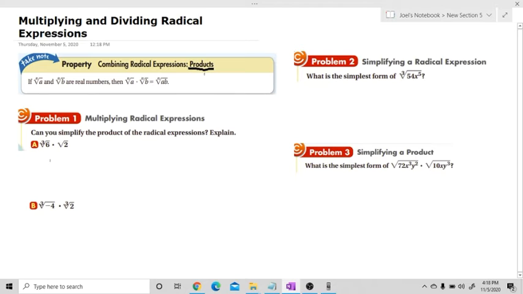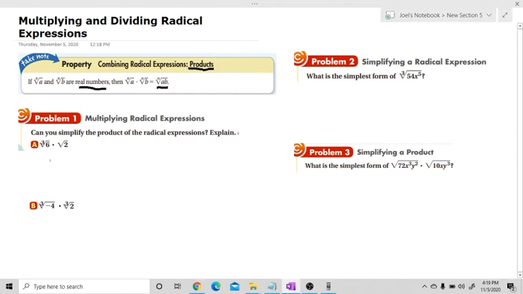In the product property of radical expressions, it states that if the nth root of A and the nth root of B are real numbers, then the nth root of A times the nth root of B is equal to the nth root of AB. We can use this property in multiplying radical expressions. Okay, let's proceed to the given problems. Let's start with problem 1, multiplying radical expressions.